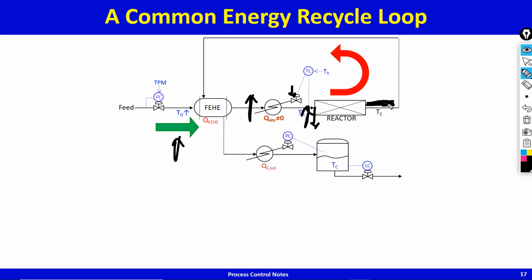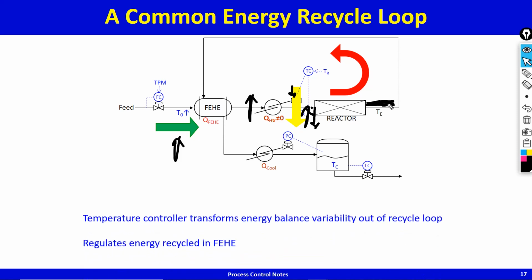It won't go as much up. It'll go up a little bit, but then it'll come back because the inlet temperature has been brought back. You see, what is happening here is the action of the reactor inlet temperature controller is transforming the energy balance variability out of the recycle loop, and this will stabilize the process. So the temperature controller transforms energy balance variability out of the recycle loop, and this regulates the rate of energy transfer in the feed effluent heat exchanger.